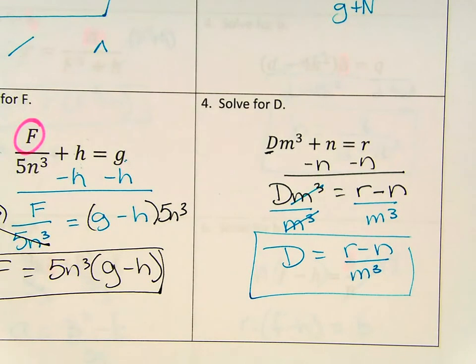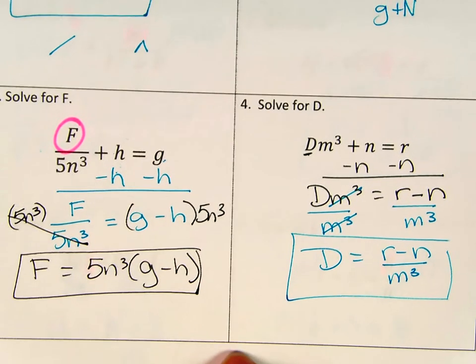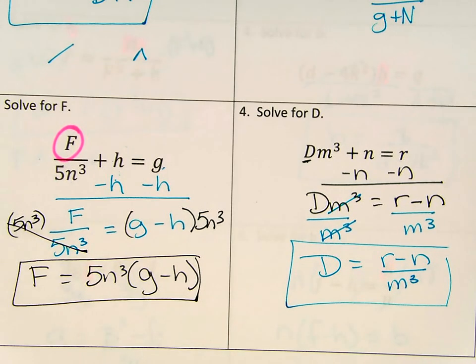All right, so that was a little bit of factoring and a little bit of multi-step going on. So good luck with that.